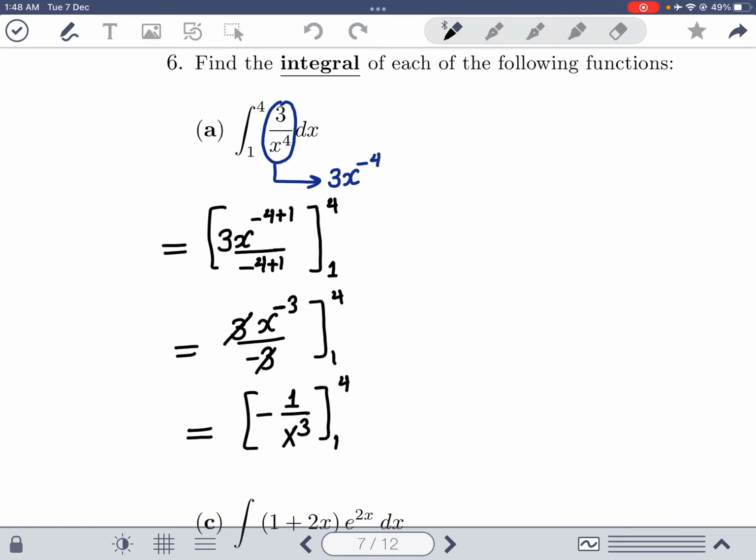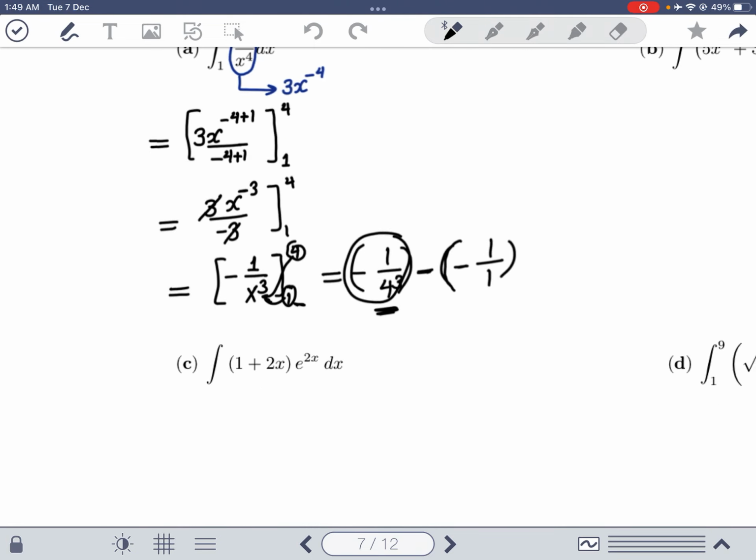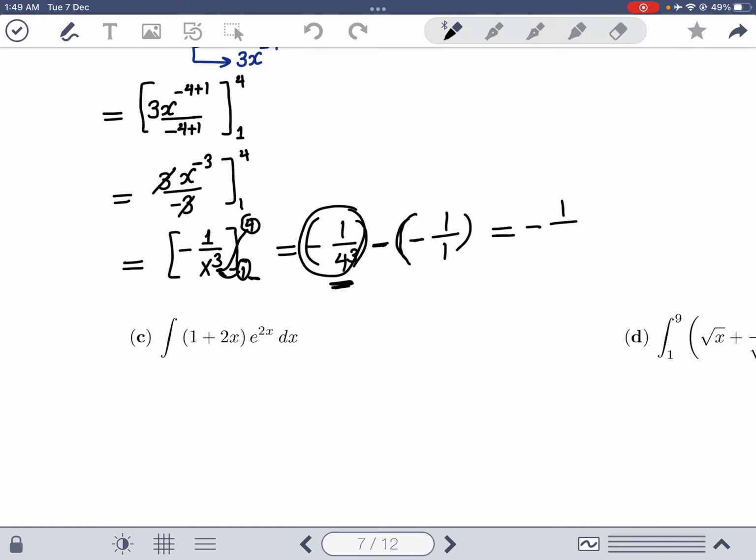from 1 to 4. Okay, and then you first put 4. So it's minus 1 over 4 cubed, minus, and now put the 1 in this formula for x. So first you put the 4 in for x, evaluate it, then put minus, and then evaluate the other point in the formula. Minus 1 over 1 cubed is minus 1. So this becomes minus 1 over, what is 4 cubed? 4 times 4, 16 times 4, 64. Minus minus 1 is plus 1. So this is 1 minus 1 over 64, which is 63 over 64.